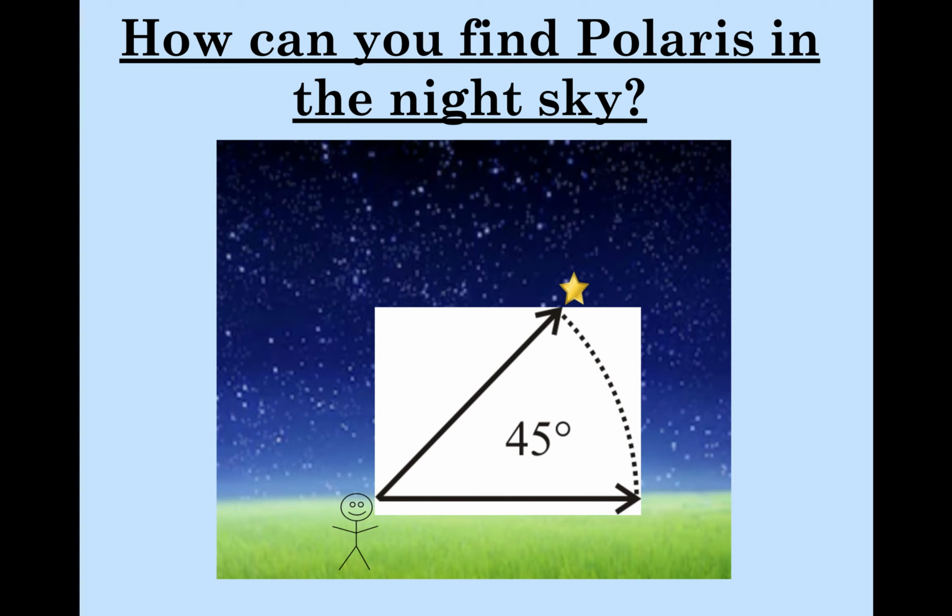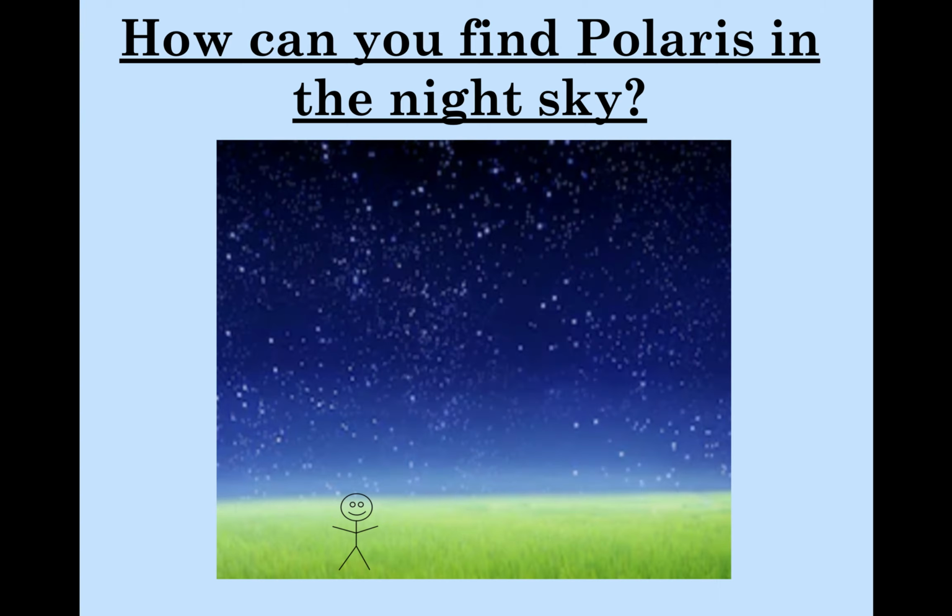Hopefully now I've convinced you of how important it is to find Polaris, to find your latitude. So if you were stranded in the middle of a field, but you knew Polaris was 45 degrees above the horizon, for example, you would know you are at 45 degrees north latitude. But when you're looking at the nighttime sky, how can you find Polaris?